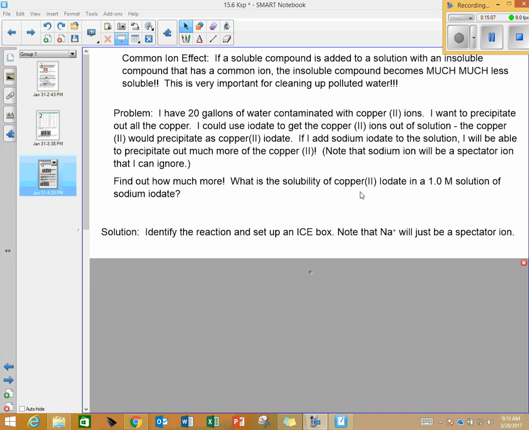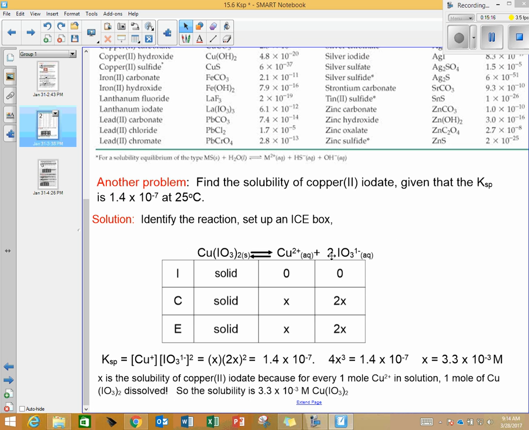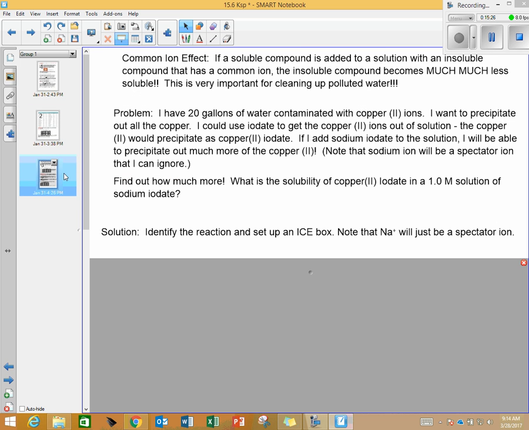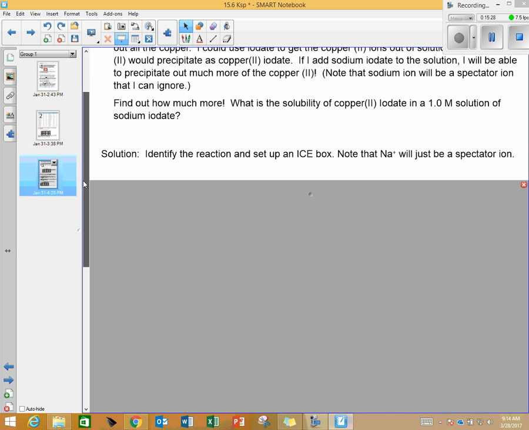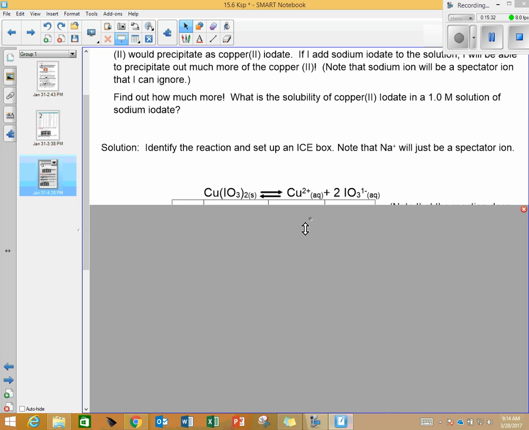So we're going to find out what the solubility of copper 2 iodate is in a 1 molar solution of sodium iodate. I want to point out that in this last example, we just found the solubility of copper 2 iodate here. It's about 10 to the negative 3 molar, so 0.003 molar. You're going to find it goes way down. Okay. We still have the same reaction we had before with the copper 2 iodate.